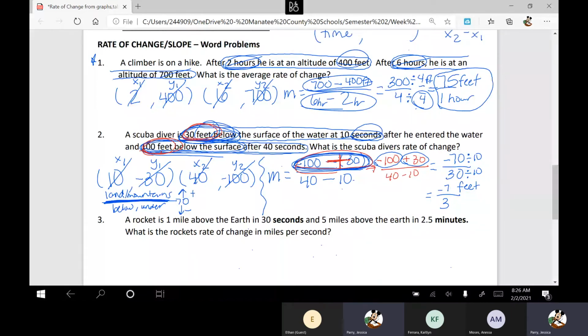That means down below on the bottom is going to be the other one, seconds, but let's just double check. We have the 40 and the 10. It's 10 seconds and 40 seconds. That's our bottom, so we are good to go for that. So the final answer you would say for number 2, the scuba diver's rate of change is negative 7 feet every 3 seconds.